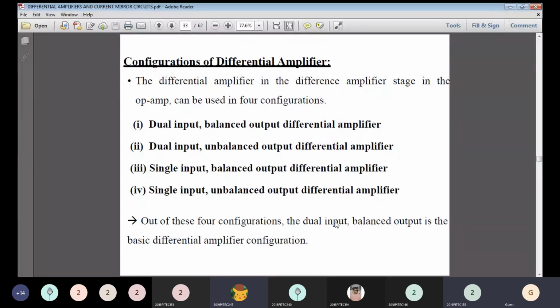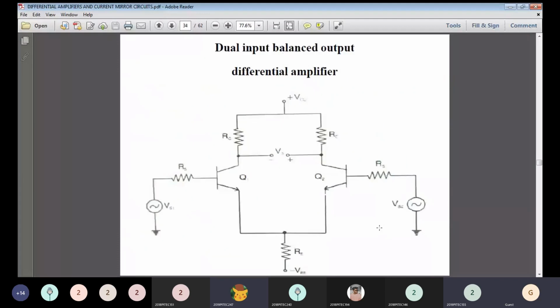In order to get a balanced output by feeding a dual input, we can get a respective output from the differential amplifier. So this is the first case, dual input balanced output. Dual input means two different source values are fed at the bases B1 and B2 of transistors Q1 and Q2. So this is the balanced form of input, that is, a dual form of input and a balanced form of output. Balanced means we get the output V0 across both the collector nodes C1 and C2 of the transistors.